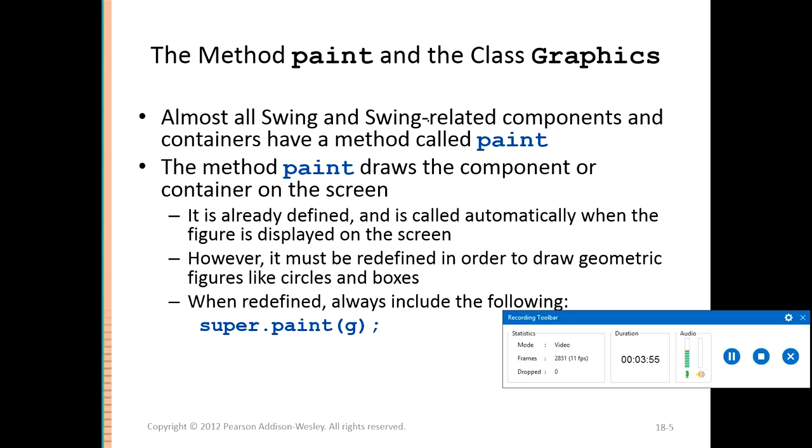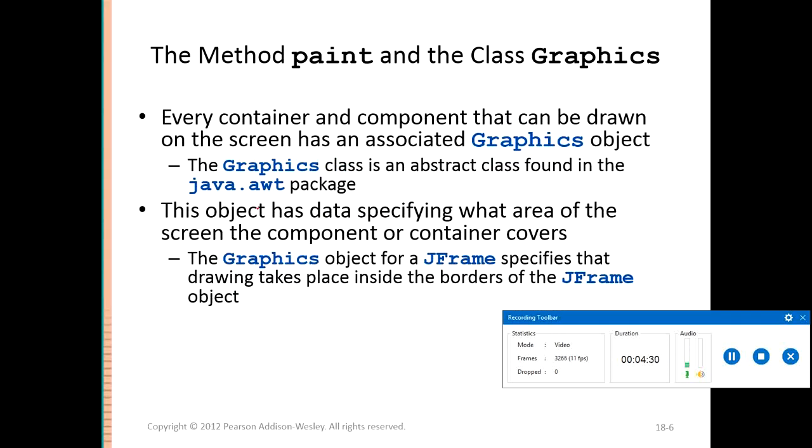Almost all Swing and Swing related components and containers have the paint method. So we are going to use the paint method when we draw with Swing. Paint draws the component or the container. It is already defined and is called automatically. However, it must be redefined in order to draw geometric figures like circles and boxes. When redefined, it must always include the super.paint method, and the component or object is passed as the parameter. Every container and component that can be drawn on the screen has an associated graphics object.